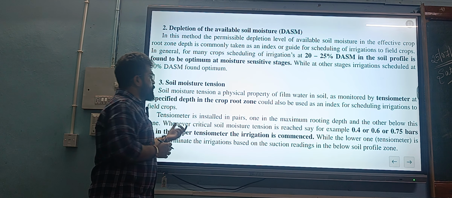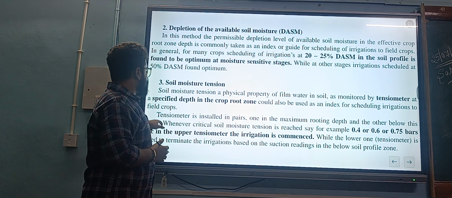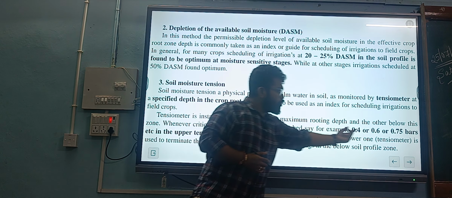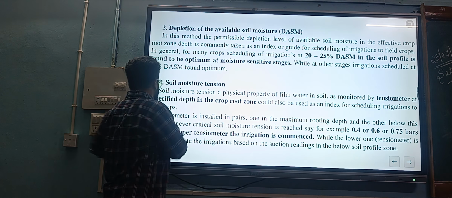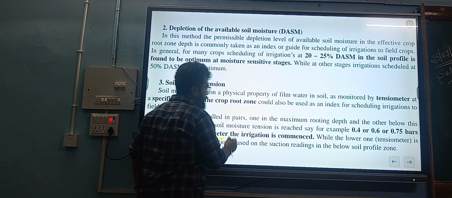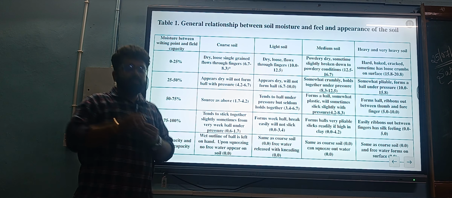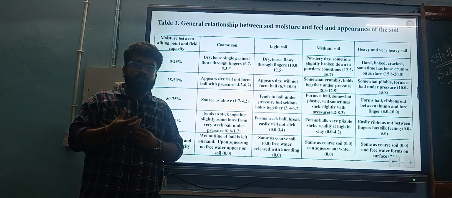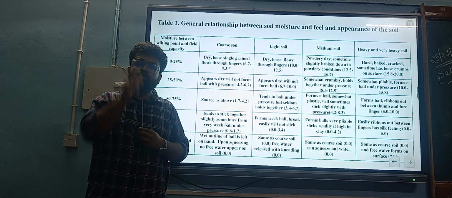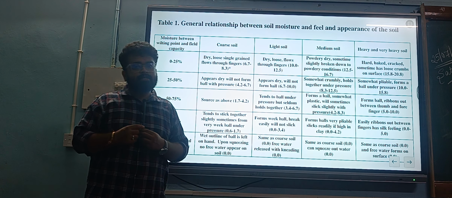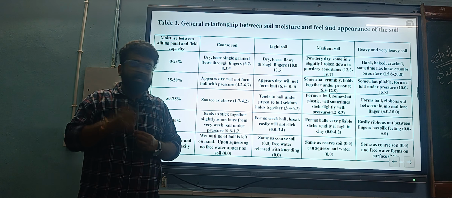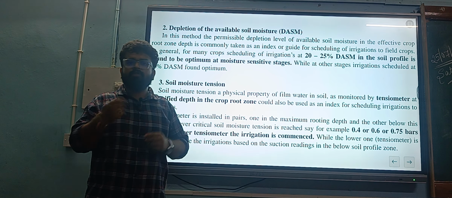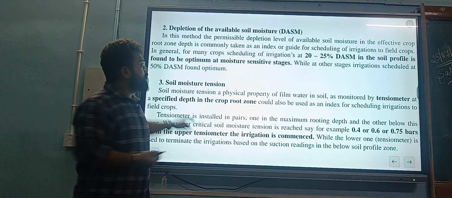So the tensiometer will give you the reading. Whenever the critical soil moisture tension of 0.4 to 0.6 or 0.7 bar is reached on the tensiometer, irrigation is commenced. If there is full moisture content, a saturated condition, there is no depletion, and the tension is 0 bar. But when it is a dry condition, it is close to 0.6 or 0.7 bar, which is an indication that you need to go for irrigation.